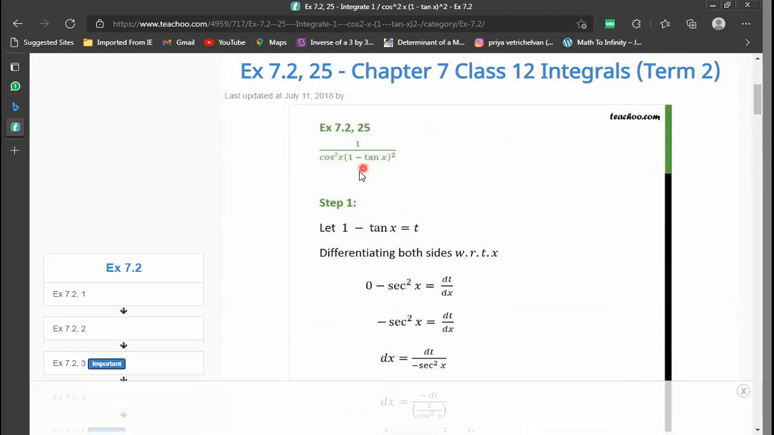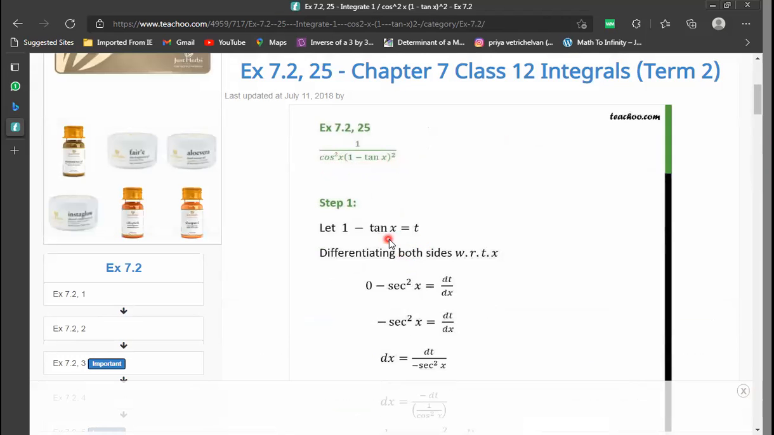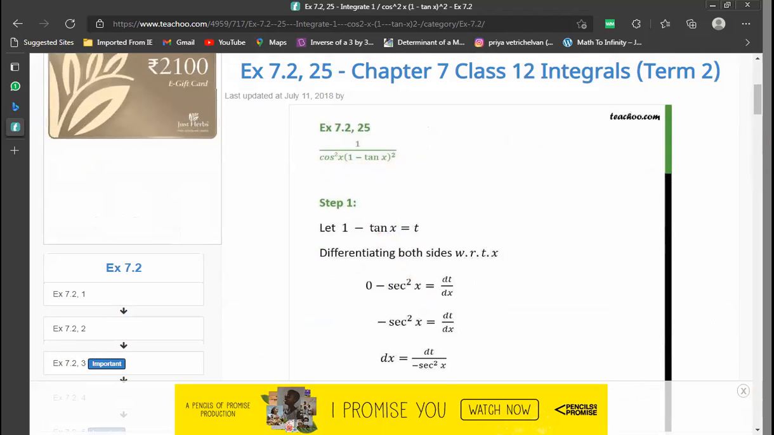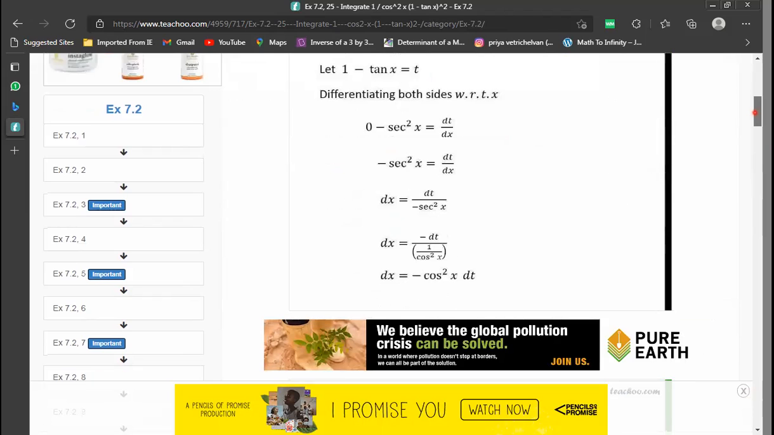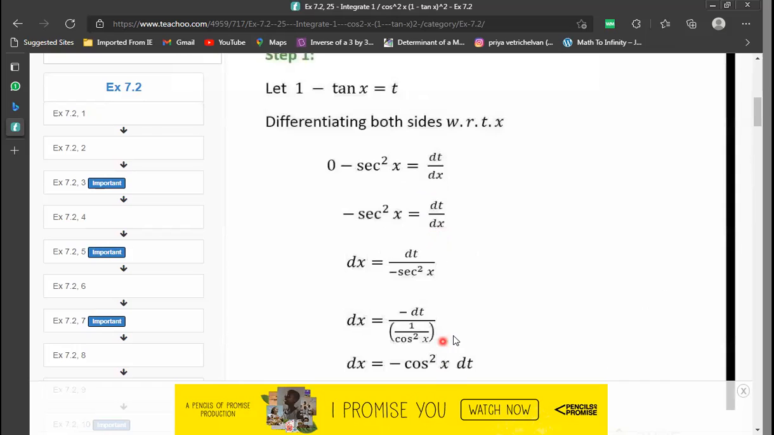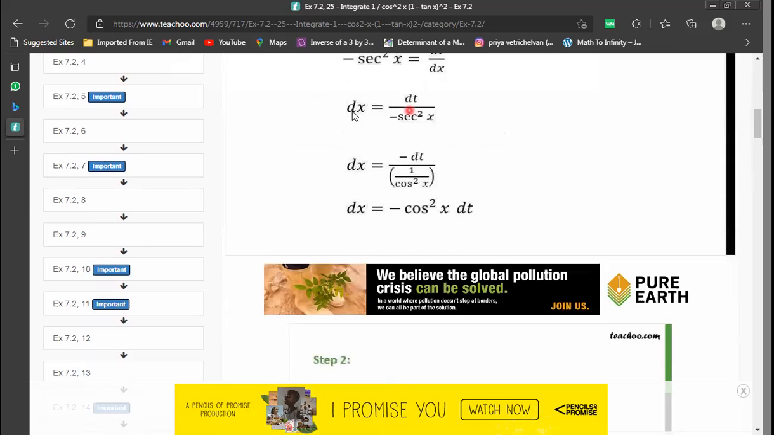It's 1 upon cos square x into 1 minus tan x the whole square. So we are choosing 1 minus tan x as the t. When you differentiate tan theta, differentiation of tan theta is secant square theta. So negative secant square x equal to dt by dx, and dx can be written as dt upon negative secant square x. And we are rewriting the secant square in terms of cos square because we do have a cos square in our question. So secant square theta can be written as 1 upon cos square x. Denominator can be taken to the numerator. So it will become dx is equal to minus cos square x into dt, isn't it?